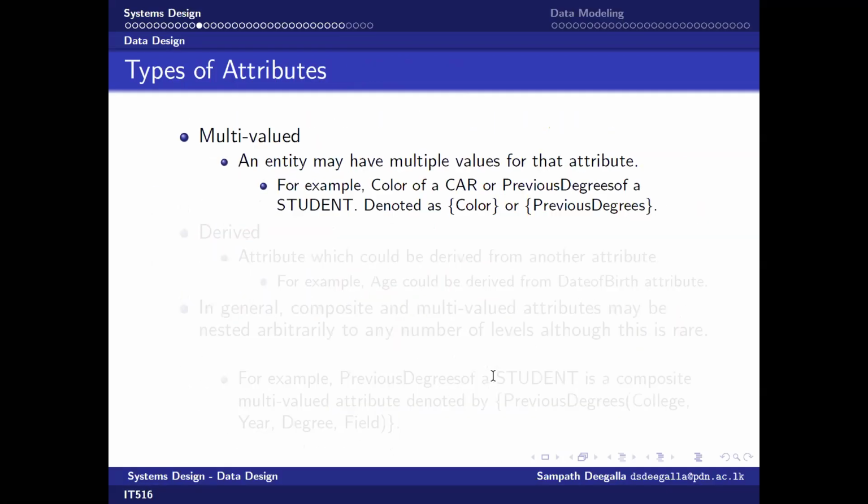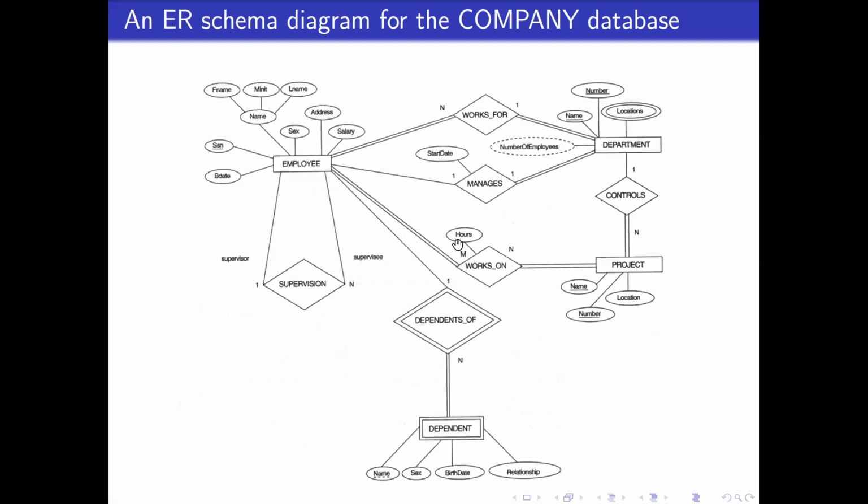So if you go back to our example, here we have works for. Is it a binary relationship? A question: works for, is it a binary relationship?